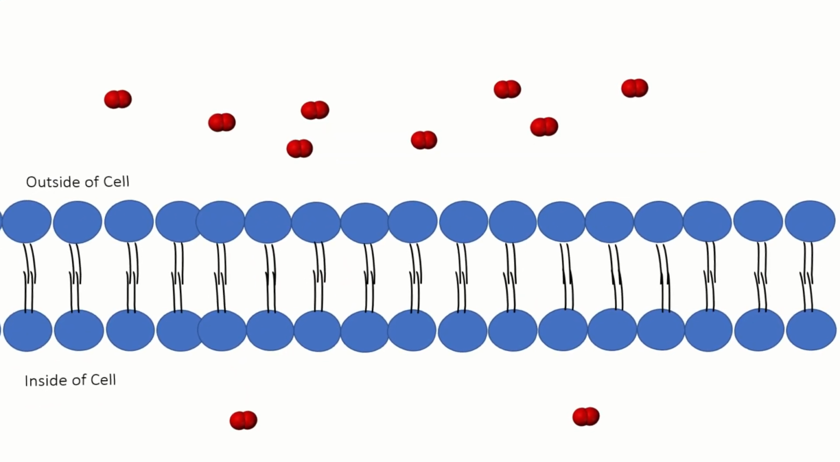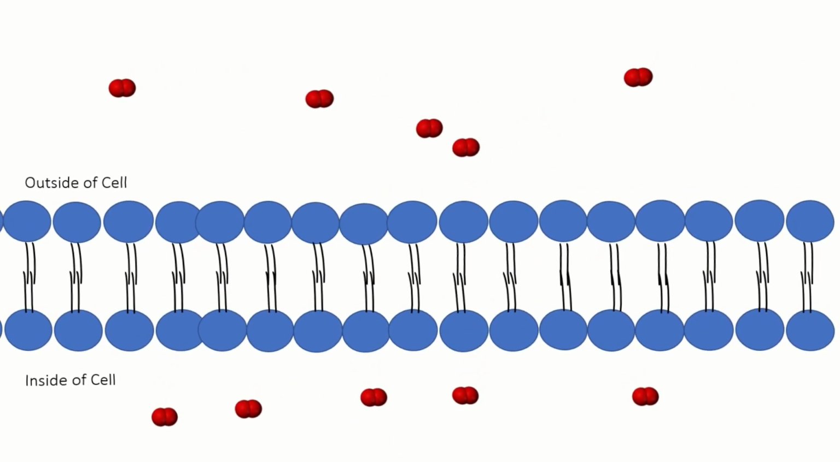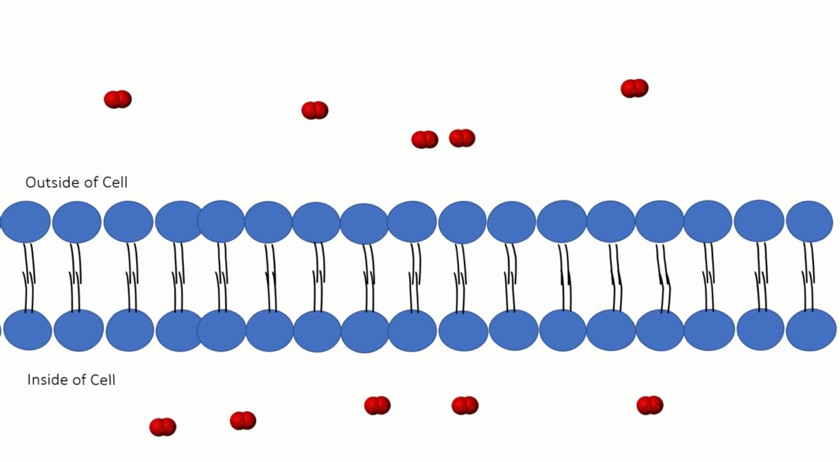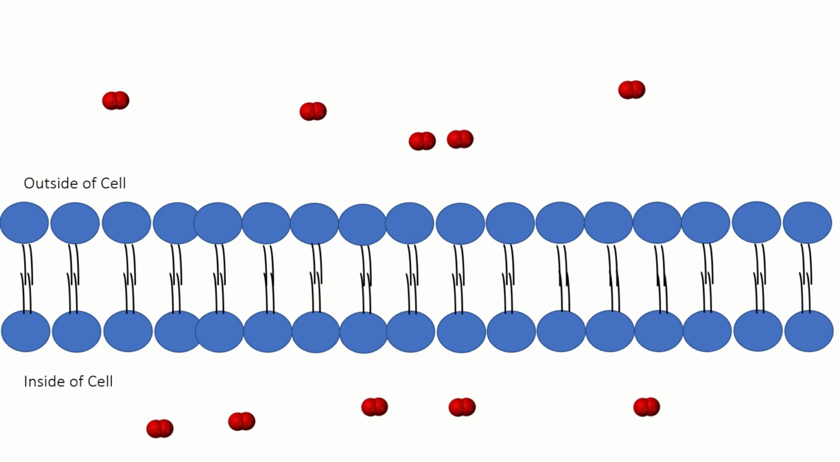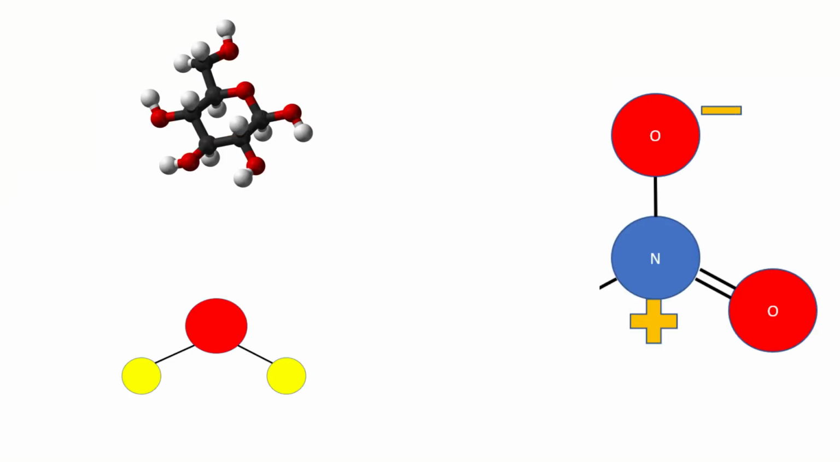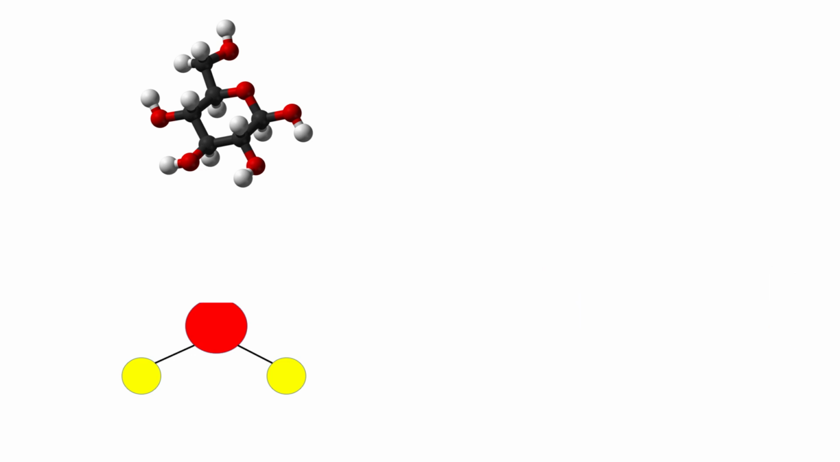In addition, warmer temperatures increase rates of diffusion, and as solvent density increases, rate of diffusion starts to decrease. So what do you do with larger charged and/or polar molecules?